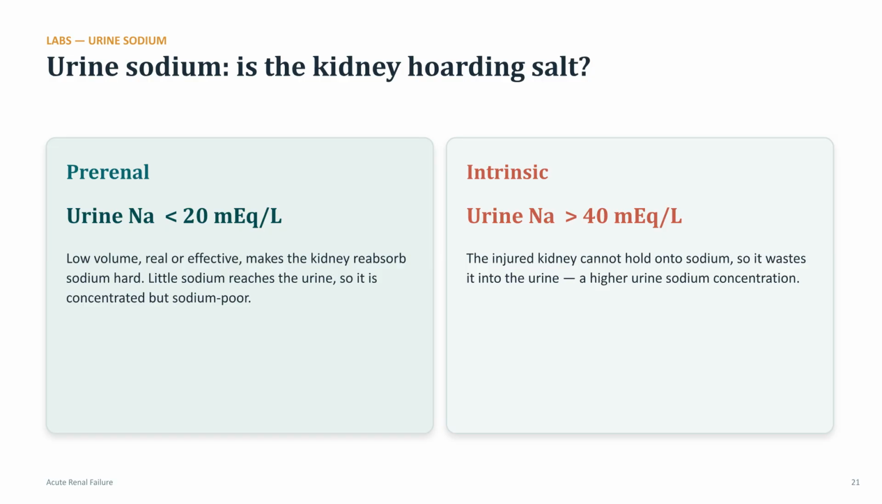Measuring urine sodium helps determine if the kidneys are hoarding salt. In prerenal states, the kidney aggressively retains sodium, resulting in low urine concentrations. In contrast, an injured intrinsic kidney often wastes sodium, leading to higher levels. Note, however, that diuretics can mask these findings by artificially increasing salt excretion.